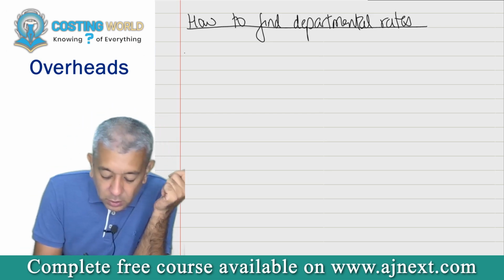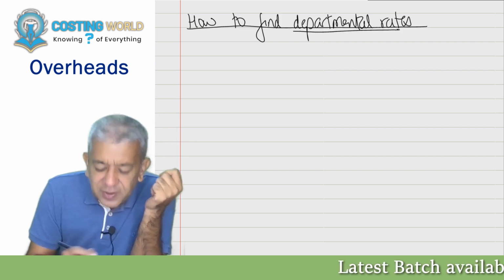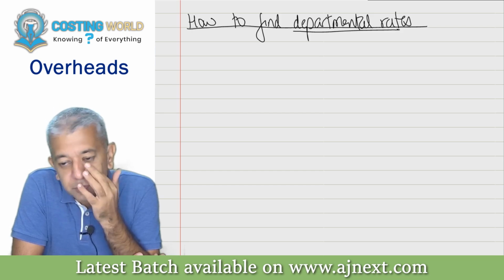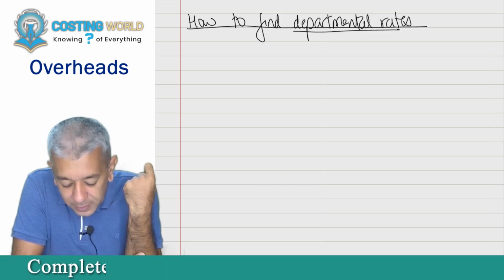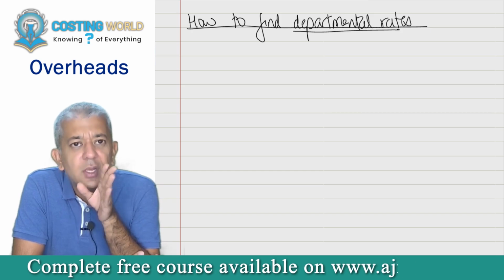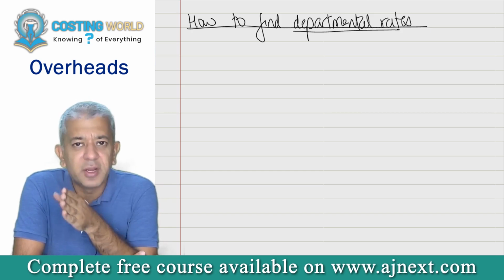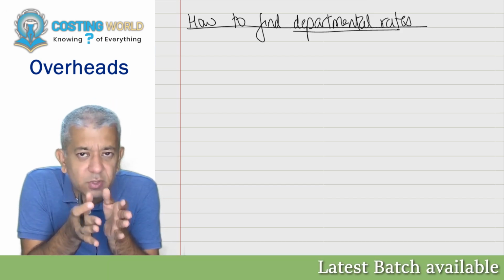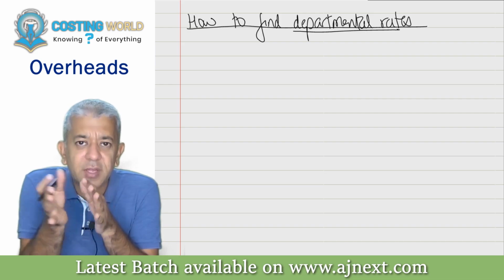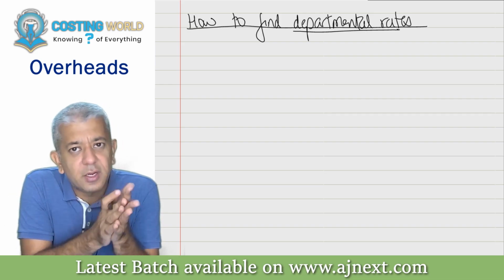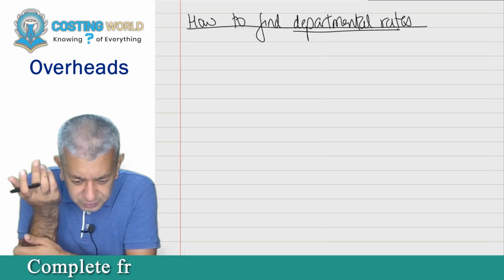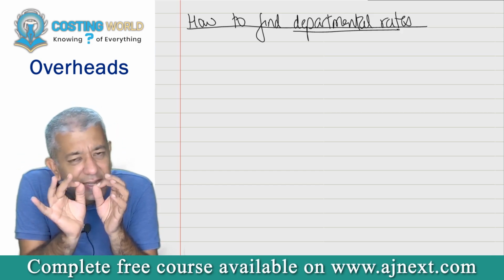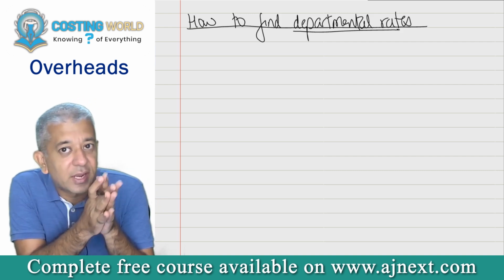See, I want to find out departmental rates. Now, what are departmental rates? Departmental rates means every department will have a different rate. That's it. So, for that, I only require two things: overheads of that department and BLA of that particular department. You divide it, you will arrive at the absorption rate. That's it. Now, if I have to do it, the procedure is slightly longer as compared to whatever I have told you all till now.